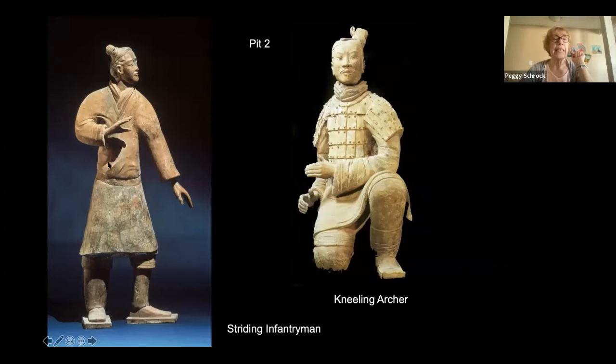This is a striding infantryman, and the kneeling archer. I love the kneeling archers. I'm not sure why, I just really love them. He would have originally been holding a crossbow, a very large crossbow, which would have been sort of sitting on the ground as he's sort of waiting, sort of at ease.